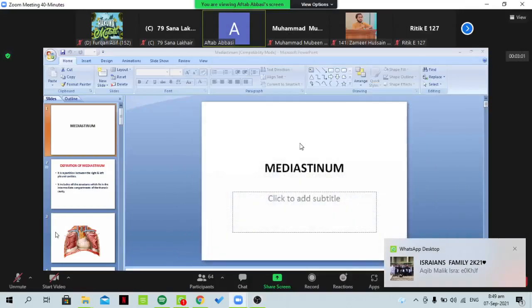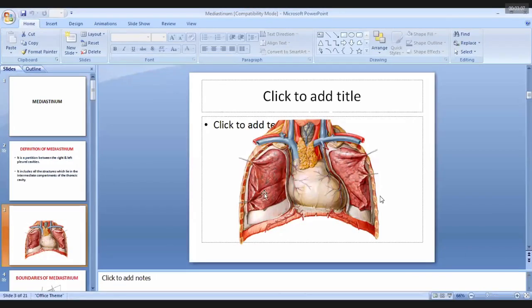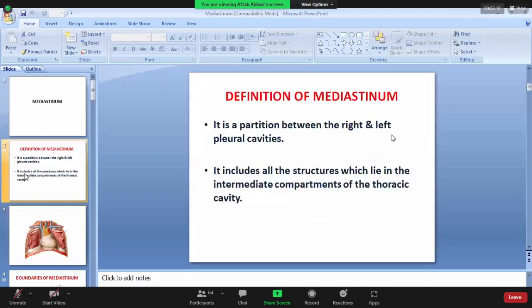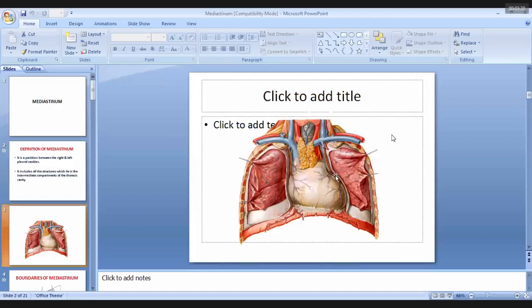The median one, that is known as mediastinum, and these are the two lateral pleural cavities containing lungs. So first of all, the definition of the mediastinum: it is the central partition that lies between the two pleural cavities, between the right and the left pleural cavities. This central, intermediate medial partition is known as mediastinum.